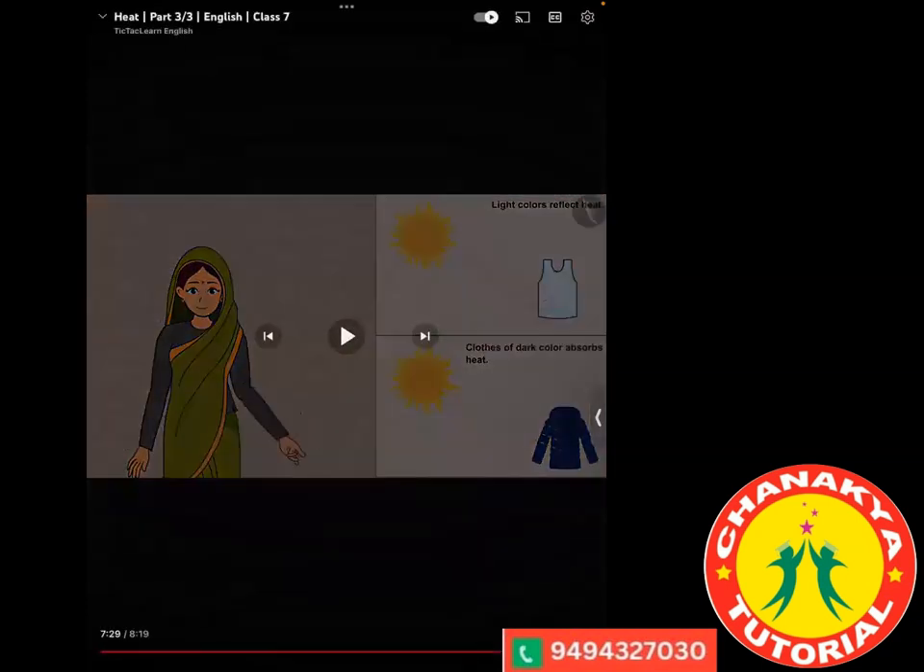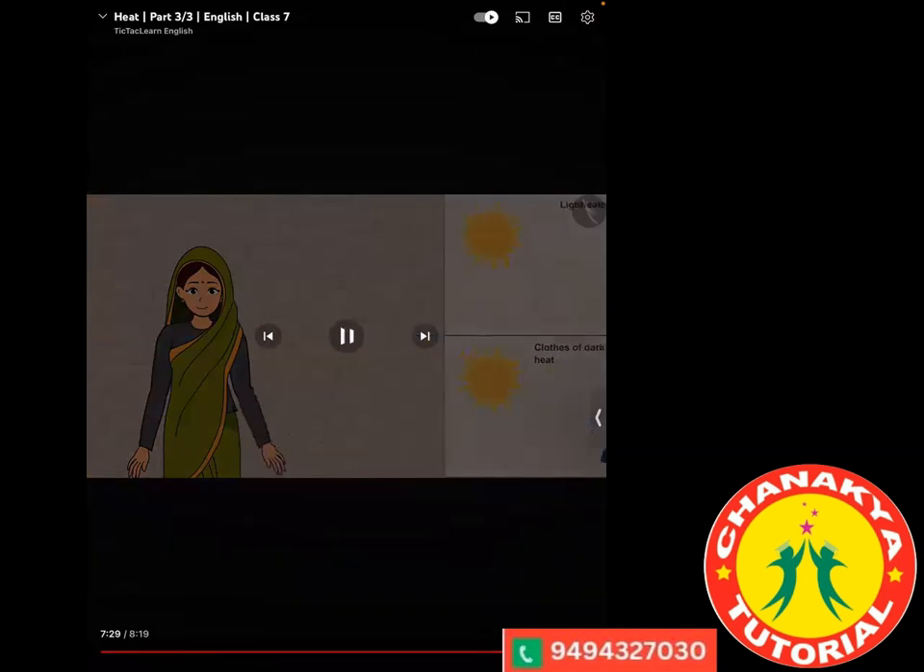So since light colors reflect the heat and dark colors absorb the heat, that is the reason that always in the summers we wear light colored clothes, and in the winter we wear dark colored clothes.